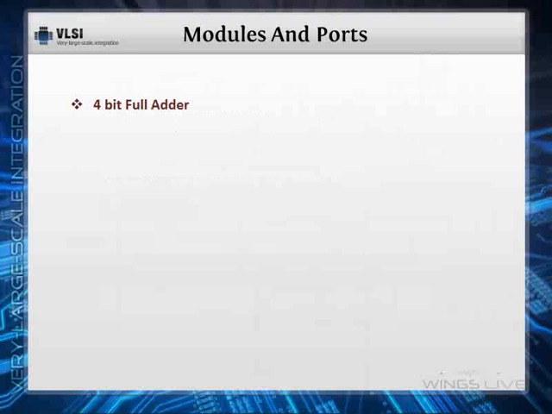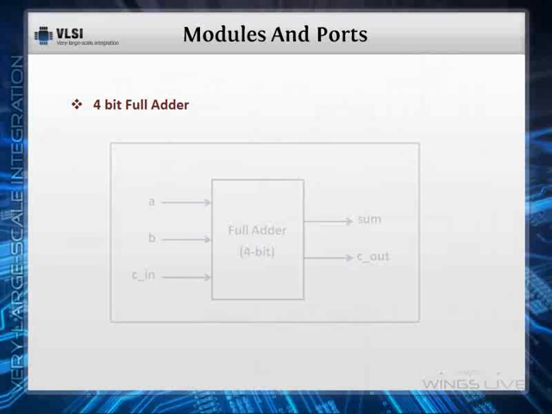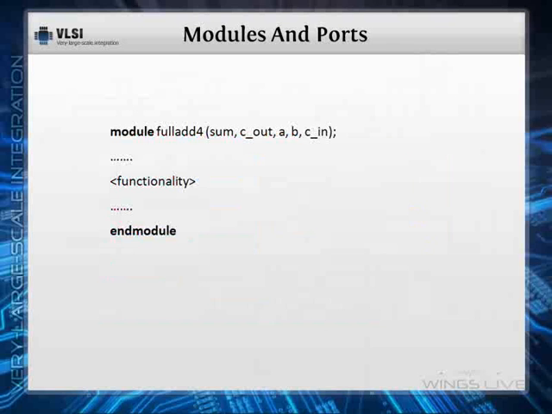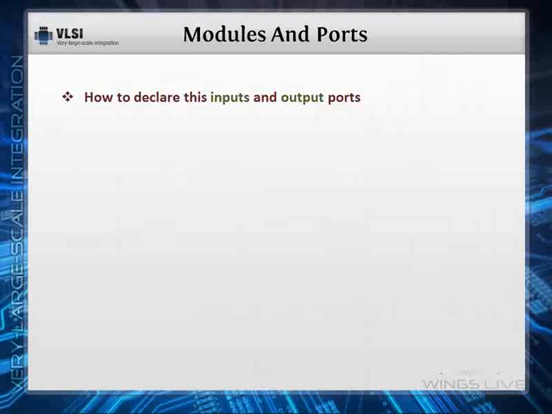Let's consider a 4-bit full adder. Now, here we have the diagram for the input and output ports. We'll name this module full_add_4. The module full_add_4 takes inputs on ports A, B, and carry in, and produces an output on ports sum and carry out. Thus, module full_add_4 performs an addition for its environment. Now, this is how it looks with the module name, inputs, and outputs. Now we'll see how to declare these input and output ports. All ports in the list of ports must be declared in the module.